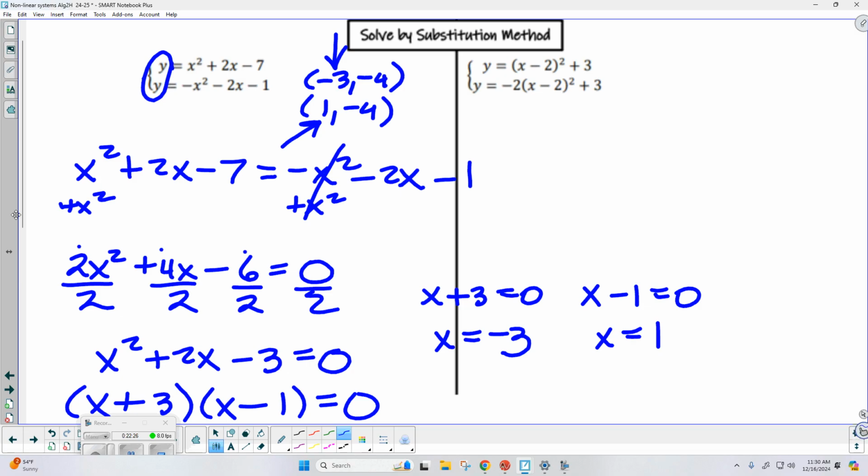There you go. If I were to take these 2 values of x that I got and plug them in, I should be getting negative 4 for each one. So see, I got the exact same answers that we did when we used the calculator.